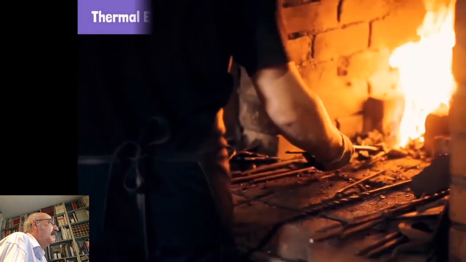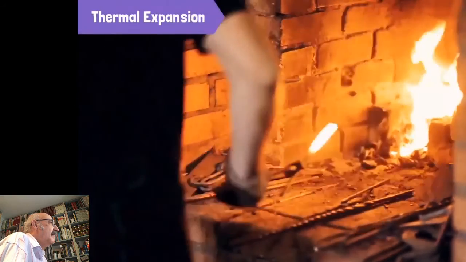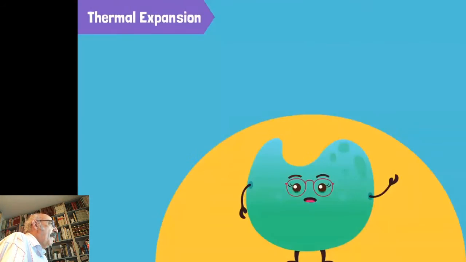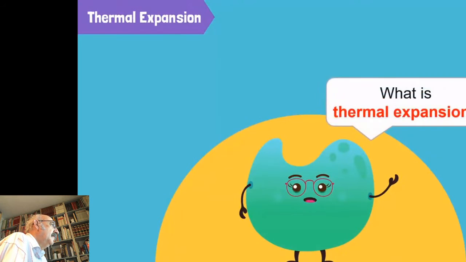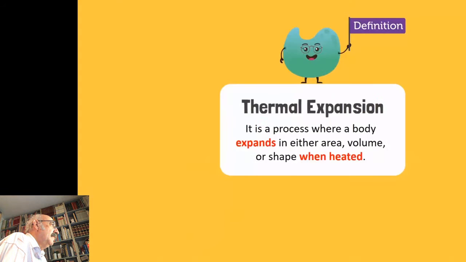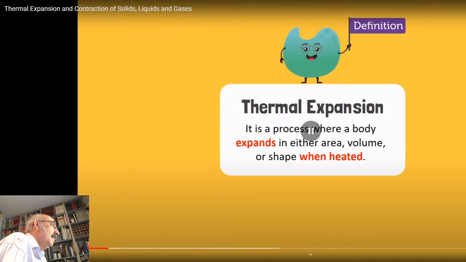Even when iron is exposed to heat, it expands. These are all the effects of thermal expansion. So, what is thermal expansion? It is a process in which a body expands in either area, volume, or shape when heated. So this is thermal expansion, where a body expands, no matter if we're talking about a liquid, a solid, or a gas. It expands in either area, volume, or shape when heated.